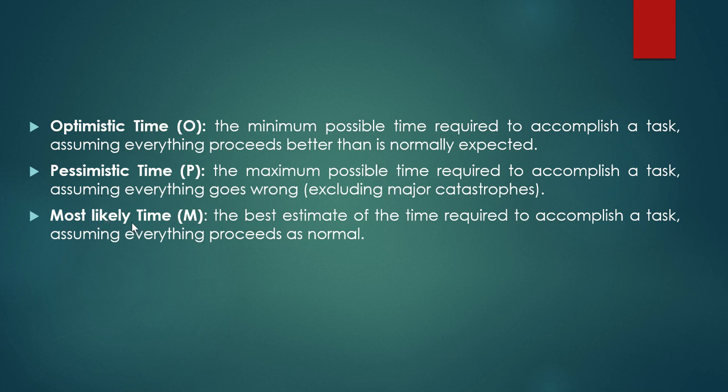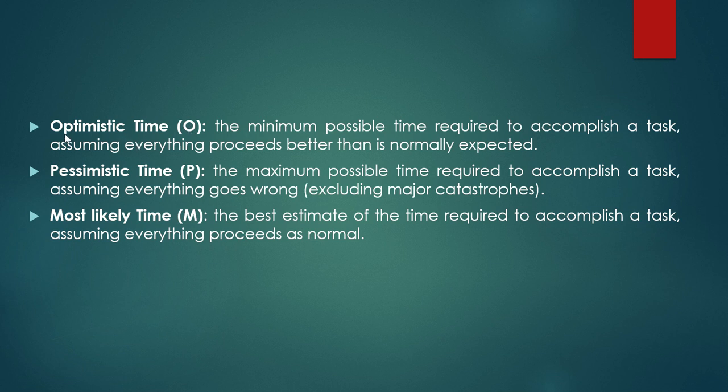The third one is most likely time. Most likely time is the best estimate of the time required to accomplish a task, assuming everything proceeds as normal. Most likely time is the time where we consider that there are normal hurdles in the duration of the program, normal ifs and buts, and then how much time this activity is going to take to complete, right?